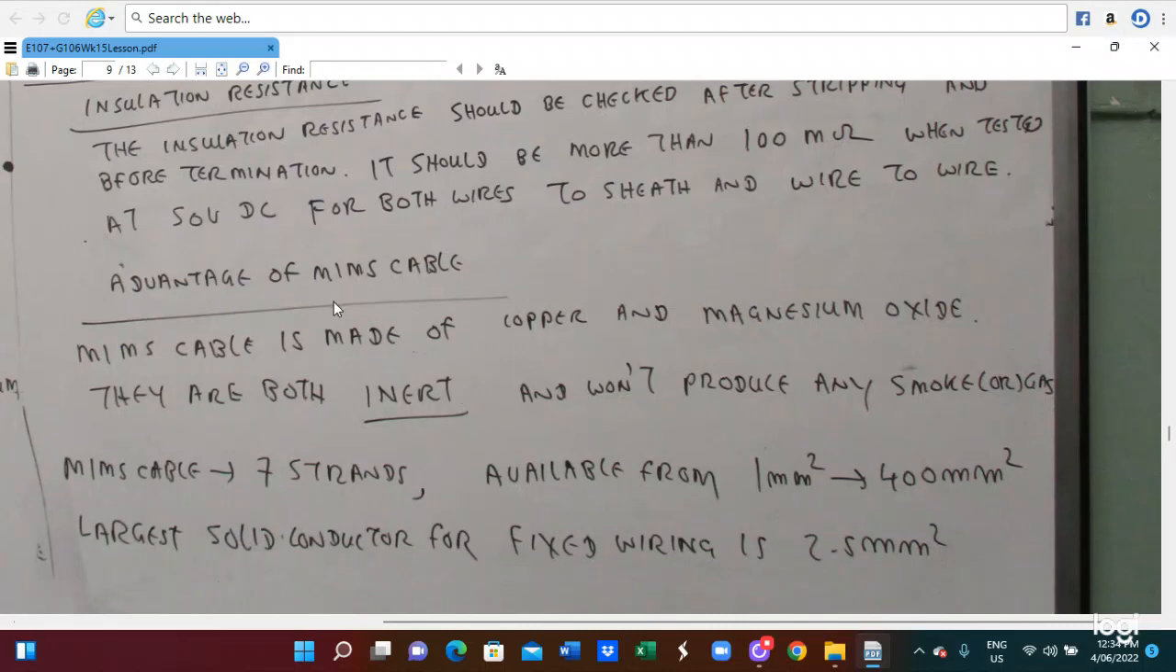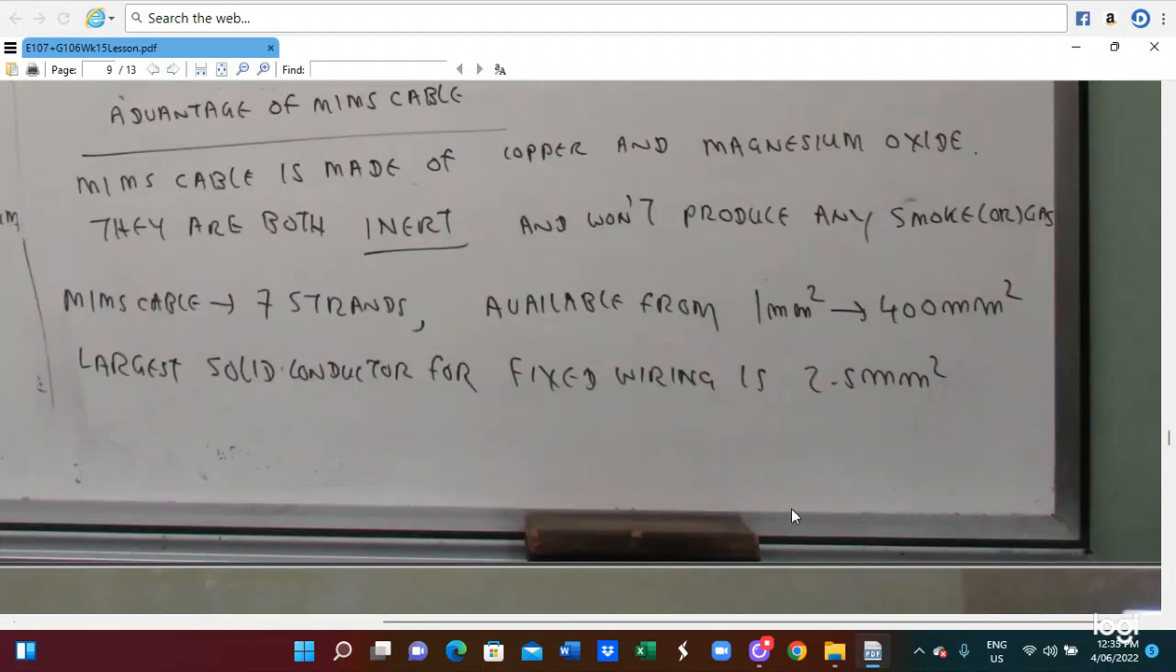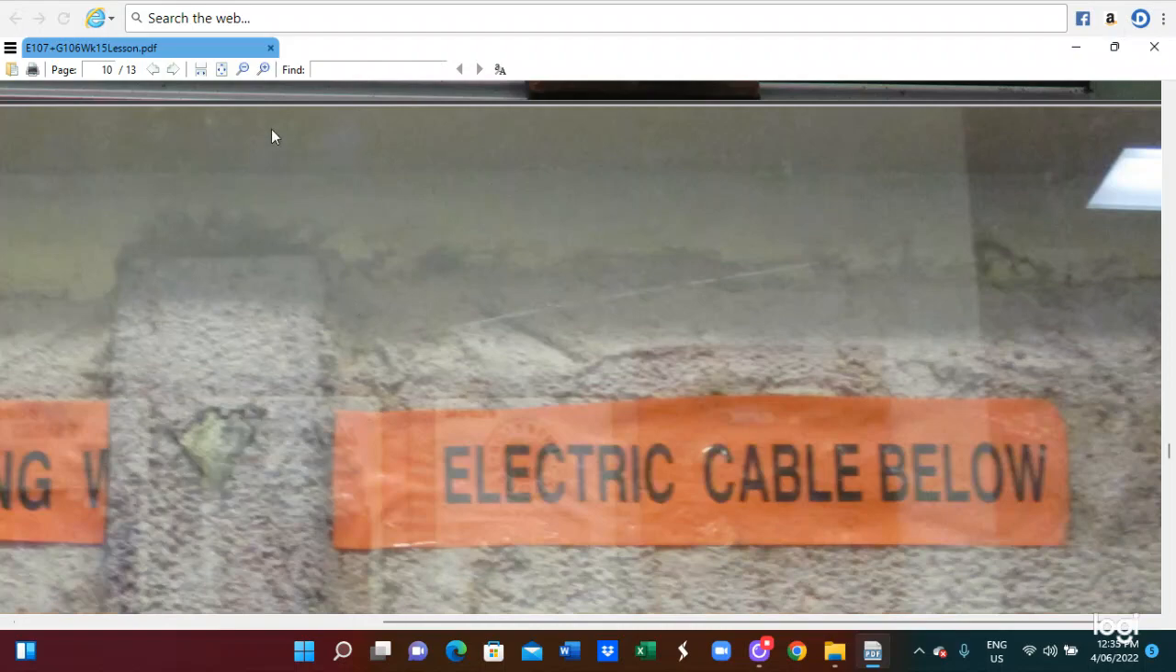The advantage of the MIMS cable is that it is made of copper and magnesium oxide. Both are inert and won't produce any smoke or gas. Also, the sizes are available from 1 square millimeter to 400 square millimeter. The largest solid conductor for wiring is 2.5 square millimeter. So this is for the MIMS cable construction.